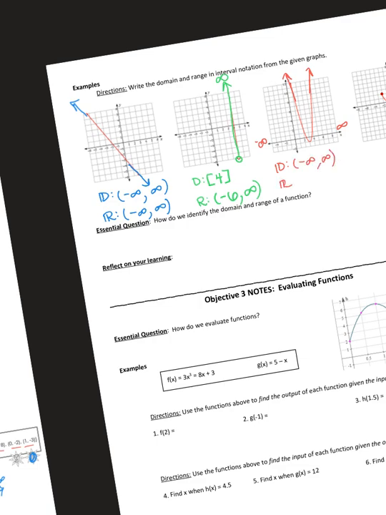And then our range has a low value. Its lowest possible value is -1, and it is on the graph, so it's included. And our highest possible value, well, it's going to keep reaching up, is a positive infinity.